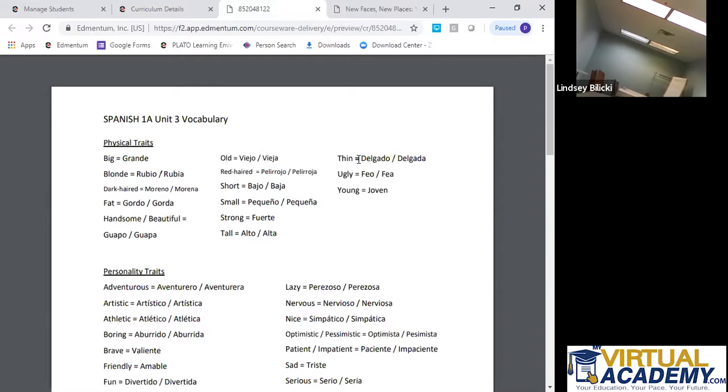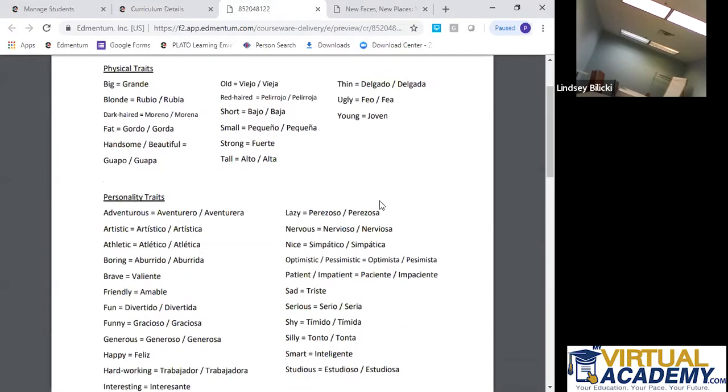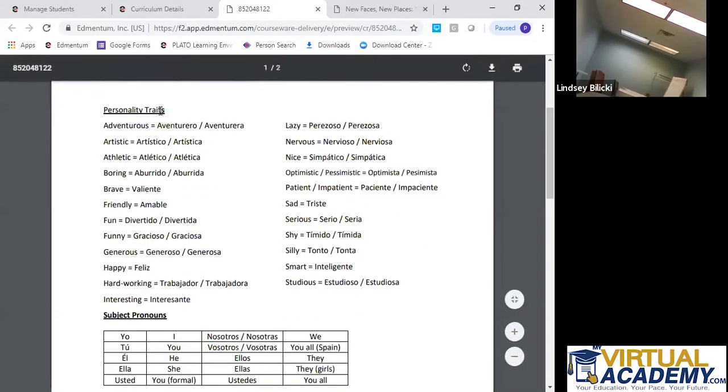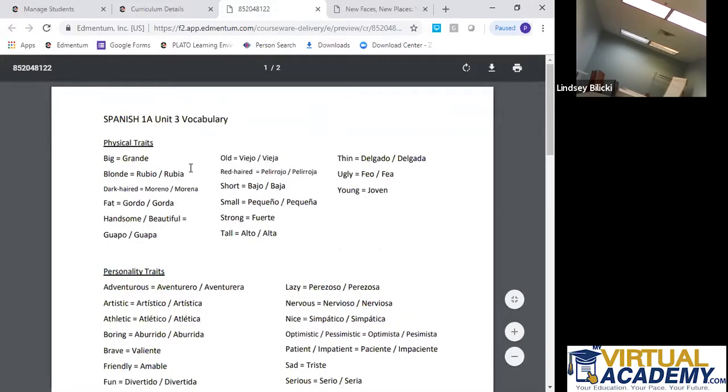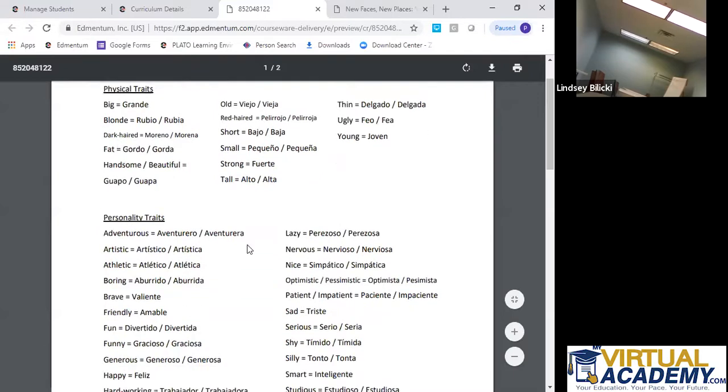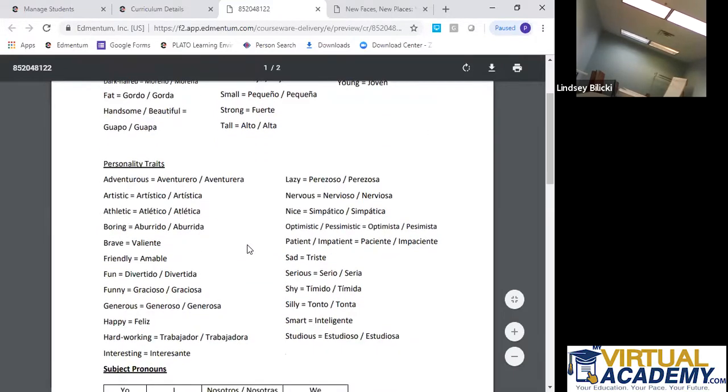Ugly is feo, fea. And young is joven. That's the same thing. It's neutral. It works for either masculine or feminine. You don't have to change the ending. So now we're going to move on to personality traits. These were all physical traits, what you look like, how you describe somebody. And this one will be how you describe their personality.